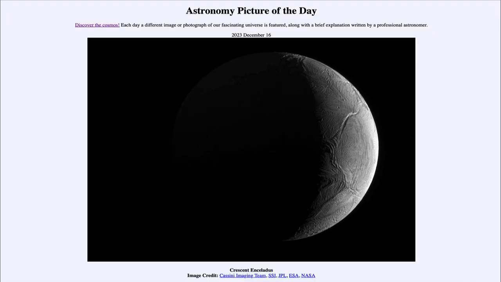So that was our picture of the day for December 16th of 2023. It was titled Crescent Enceladus.